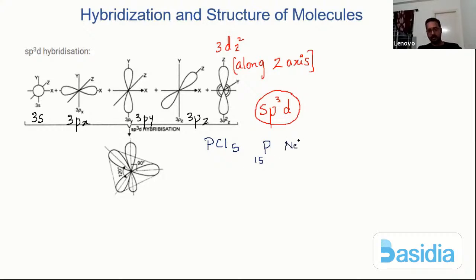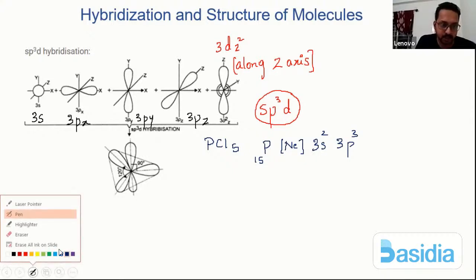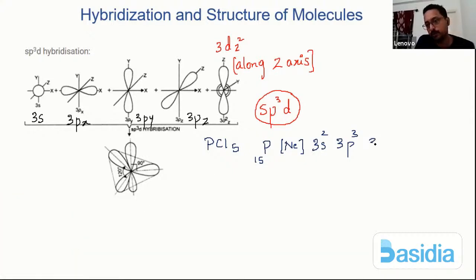I'll start writing the electronic configuration. Neon starts from here, then you have a 3s orbital, then a 3p orbital. 15 means 3s2 and 3p3, because let us not forget they all belong to the nitrogen family, so the valence electrons are absolutely the same. 3s2 and 3p3 configuration. The other thing we should not forget is there is also 3d0 present, correct?